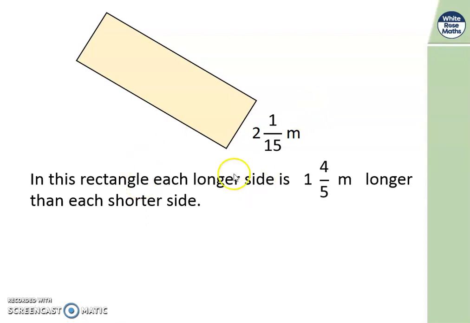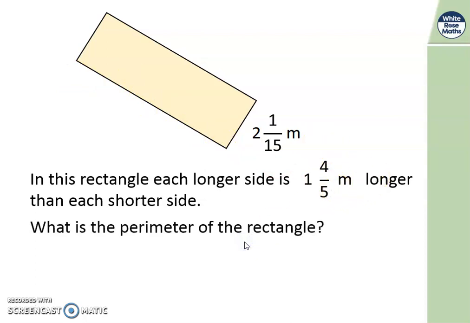This rectangle, each longer side is 1 4/5 of a metre longer than the short side. And eventually I'd like to know what the perimeter of the rectangle is. Do you remember that perimeter means adding up all the way around the outside? There are quite a few steps we need to do to be able to answer this question. Pause the video and have a think.